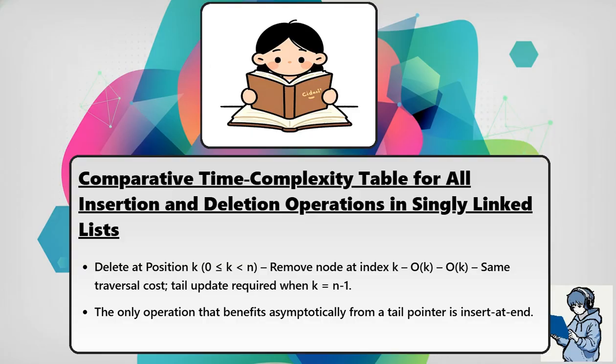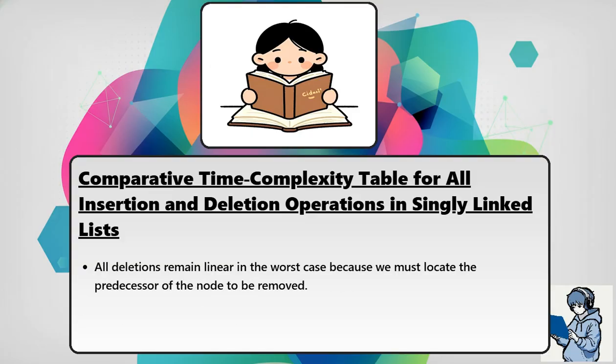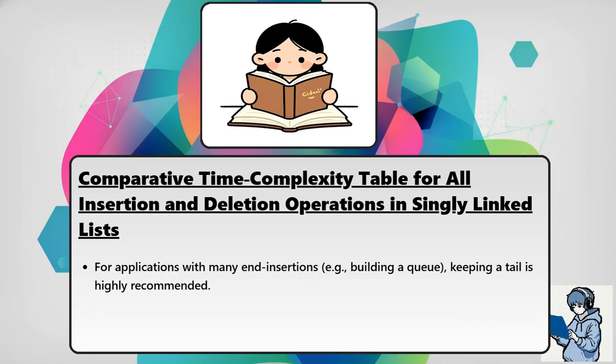The only operation that benefits asymptotically from a tail pointer is insert at end. All deletions remain linear in the worst case, because we must locate the predecessor of the node to be removed. Space overhead of maintaining a tail is just one extra pointer, big O of 1. For applications with many end insertions, for example building a queue, keeping a tail is highly recommended.